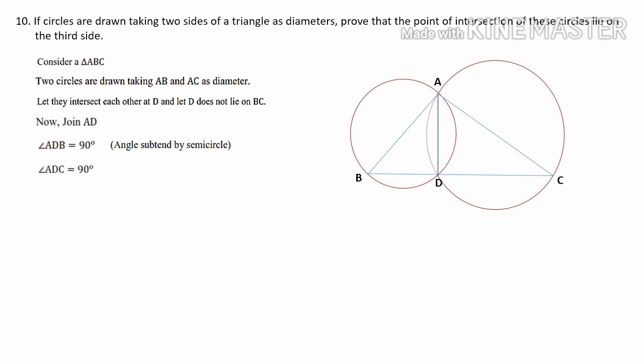In the same way, angle ADC. You can see here ADC. AC is the diameter. If AC is the diameter, there are two semicircles, and the upper portion ADC is a semicircle.